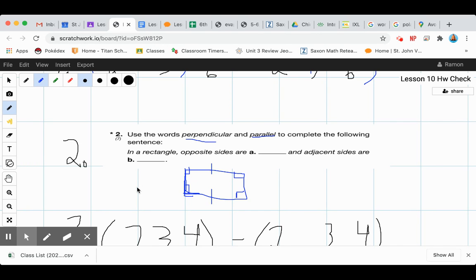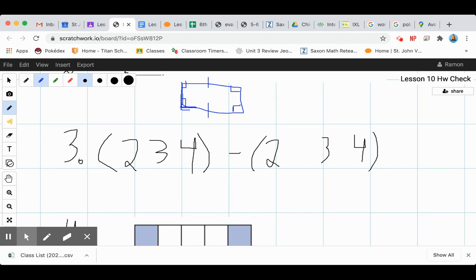For number 3, we're being asked to find the difference when the sum of 2, 3, and 4, so sum being the answer to an addition problem, is subtracted from the product of 2, 3, and 4, where product is the result of a set of factors being multiplied. So from here, you just multiply 2, 3, 4, sum 2, 3, 4, find the difference of both.